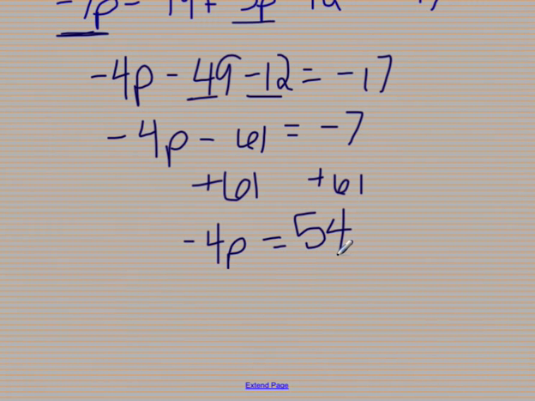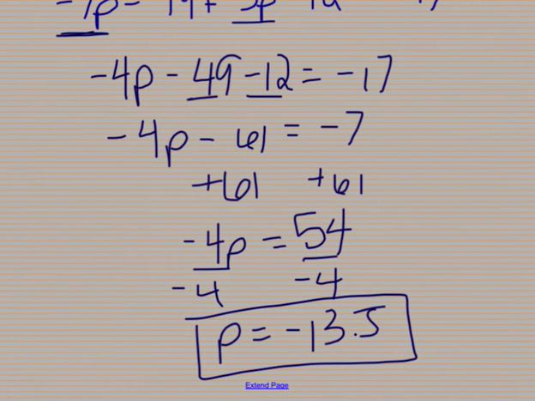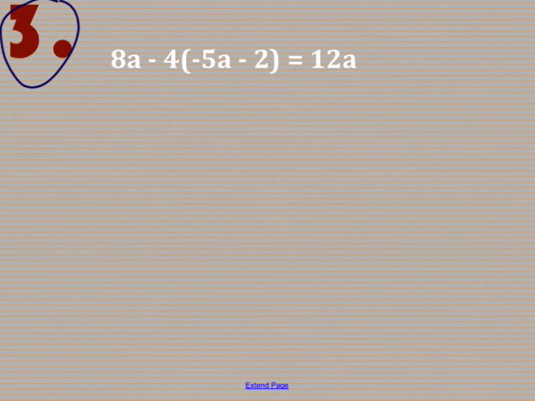54. Now we're going to divide both sides by -4, and that's going to give you -13.5. So 54 divided by -4 is -13.5. That's your final answer for number 2. I want you guys to go ahead and try number 3 on your own. Remember, these are the ones that are going to show up on those Schoology quizzes at the end.